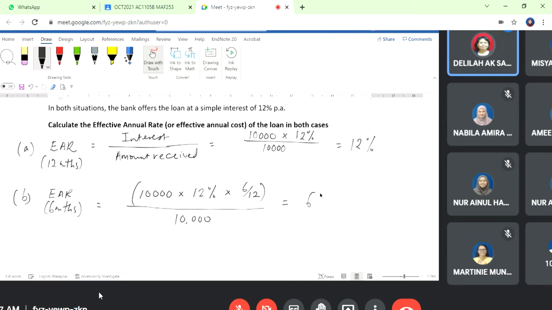And you find that it is also 6%. Okay, sebab dia setengah tahun, effective rate dia 6%. Okay, so that's a basic calculation. Any questions so far?